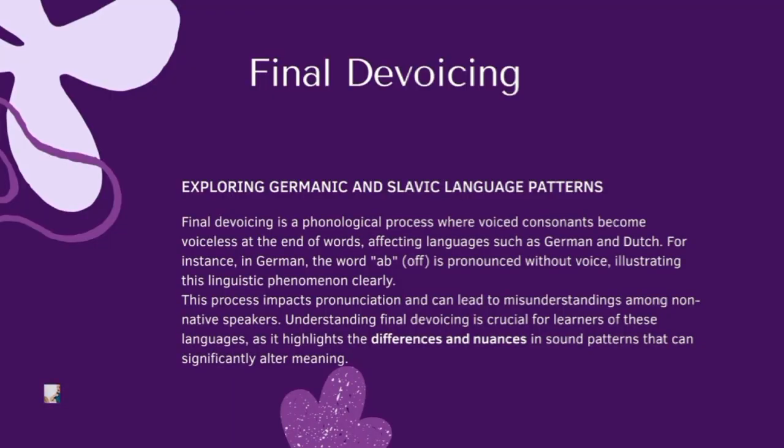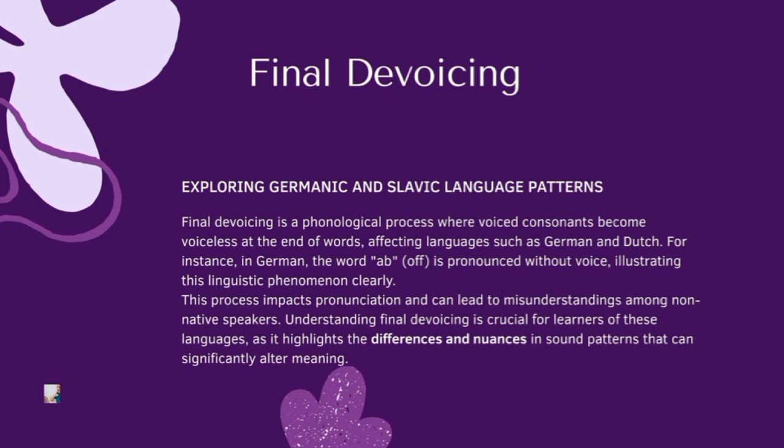On this next slide, we're going to talk about final devoicing. So final devoicing is a sound change that happens in some languages like German, Dutch, Polish, and Russian. It means that when a word ends with a voiced consonant like B, D, G, V, or Z, it is actually pronounced as its voiceless partner like P, T, K, F, or S.